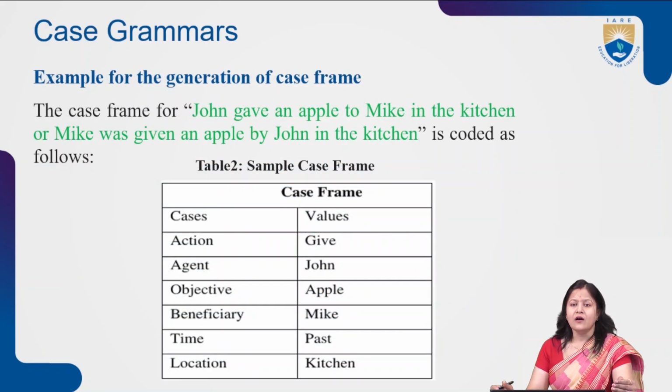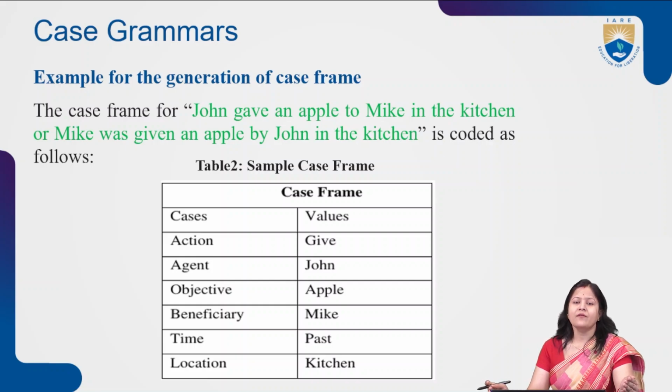Now we can see how to represent. After learning all the different types of case frames, now you know how to identify the different cases from a particular sentence, but how to represent them actually? As the name is case frame, we have to represent everything in tabular format, in the form of rows and columns. So this is a sample example of the case frame for a particular sentence. Here the sentence is given on the screen: John gave an apple to Mike in the kitchen, or Mike was given an apple by John in the kitchen. Both have the same meaning.